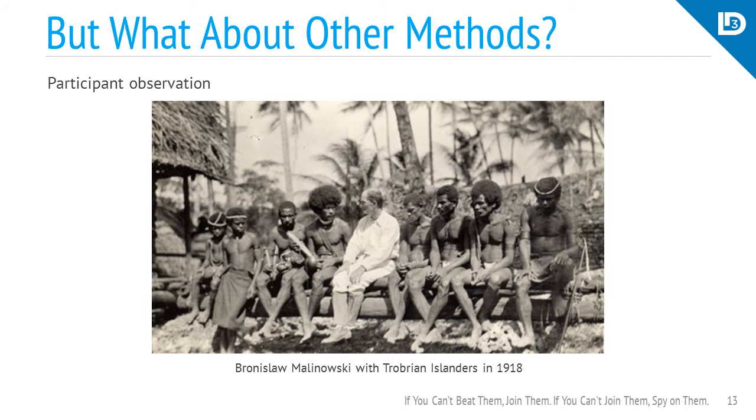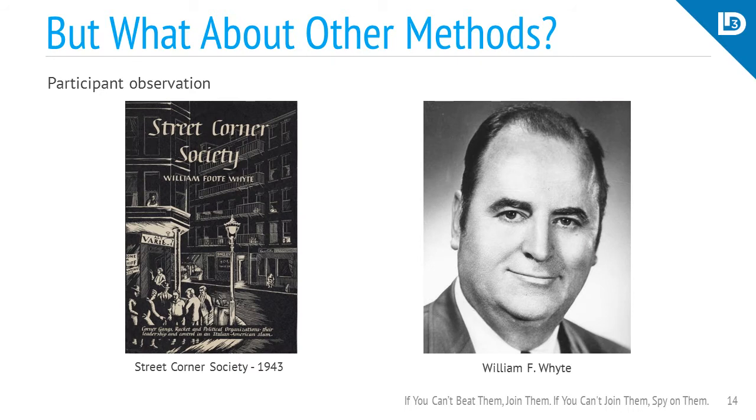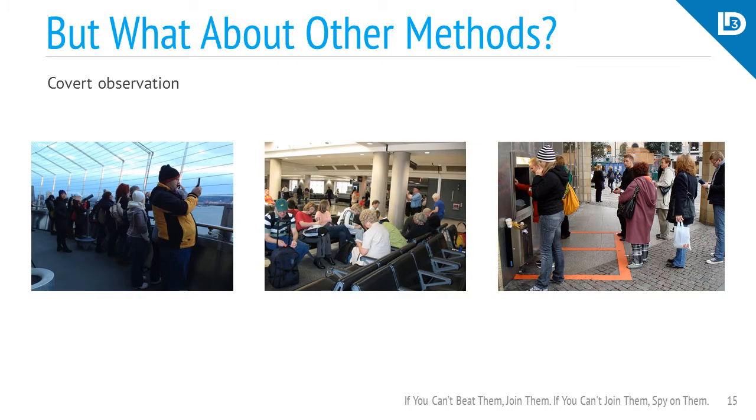One of the first people to do this was Bronislaw Malinowski. He was an anthropologist who, in the early 1900s, visited a lot of different groups to live with them and participate in their activities to better understand them from a first-hand perspective. Another example is sociologist William White, who in the 1930s in Boston joined up with a street gang to learn about their subculture. And he wrote a book about this called Street Corner Society in 1943.